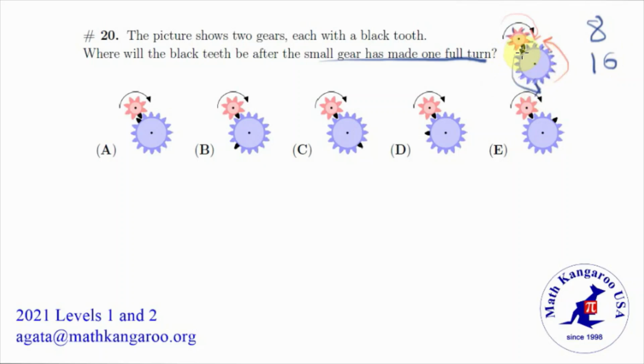We just need to find which tooth is halfway across from where the black tooth started. So we can just draw a line here, and the tooth is right here. We could also count 1, 2, 3, 4, 5, 6, 7, 8. So the black tooth will be right here on the bottom. This situation is shown in answer C. So the answer is C.